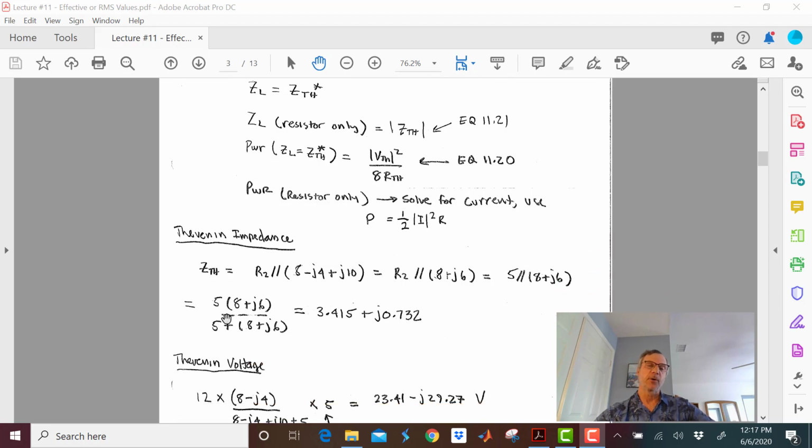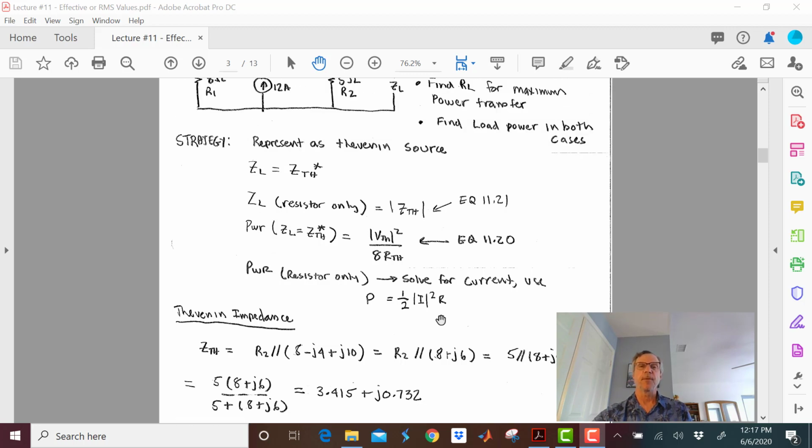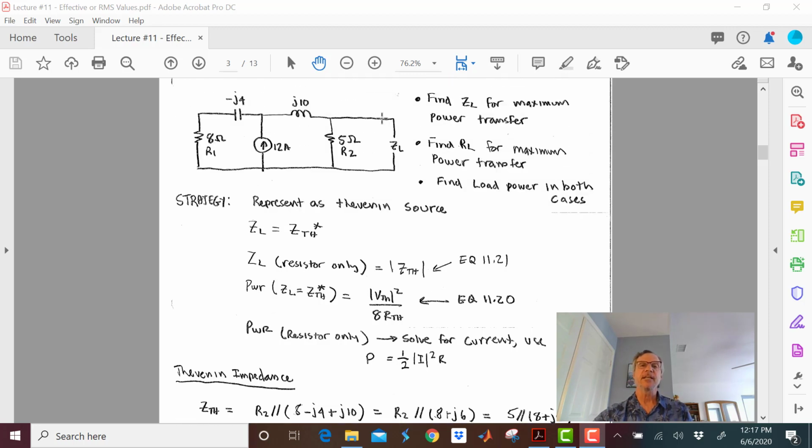So now I use my formula for combining parallel impedances, and it's really the same formula we use for parallel resistors, so you know it already. It's just that we're using complex quantities instead of resistance, and we stick that into our calculator or MATLAB or whatever we have, and out pops our Thevenin impedance. And remember, that is what I see looking in here with all the current and voltage sources disabled.